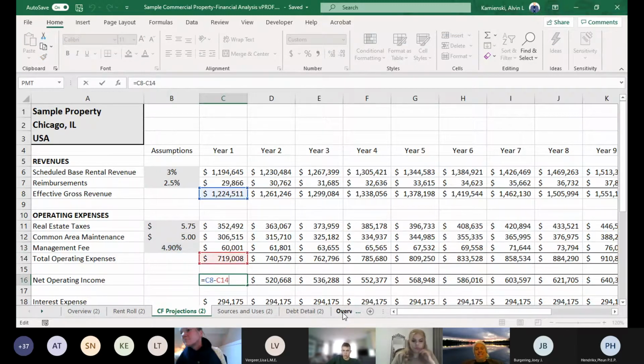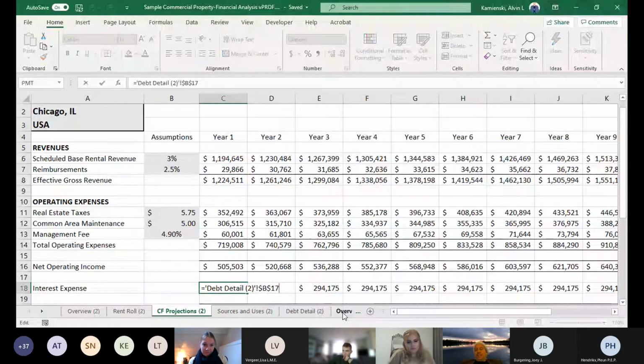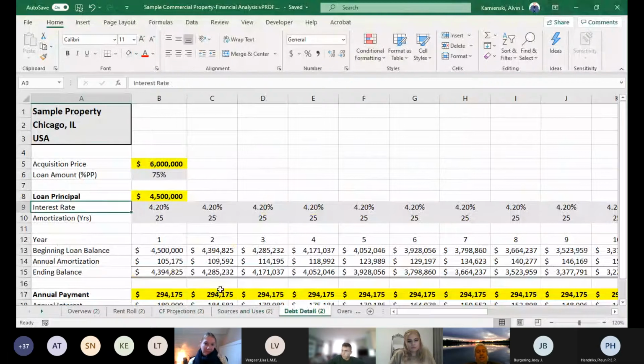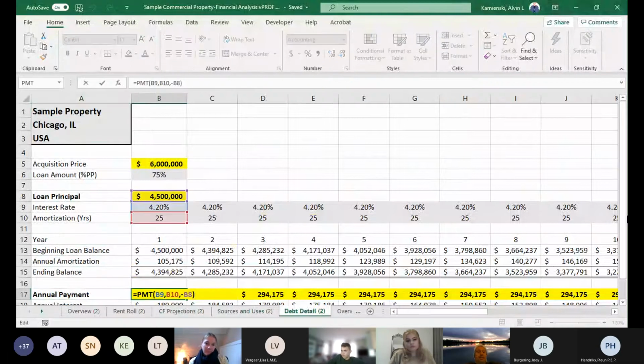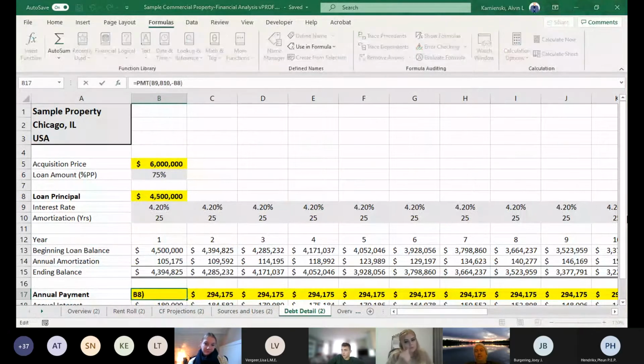So once we get down to that EBITDA or net operating line, what you have is revenues minus all of your basic operating expenses, from which we can then get to the idea of how can we purchase this building? We're going to need to pull debt into the equation. And so my reference here is into debt detail B17, which is my annual payment calculation, which again, I can show that one here so that you can take a look at these references momentarily.